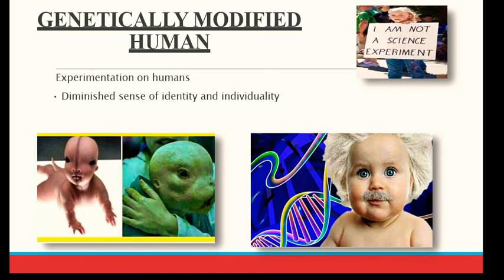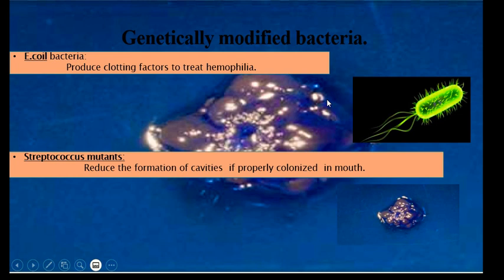Experimentation on humans diminishes the sense of identity and individuality. So I also said, let's get ethical, and it's really highly unethical. Now, as a microbiologist, I know most about genetically modified bacteria. Genetically modified bacteria like E. coli produce clotting factor to treat hemophilia. It's very beneficial. And Streptococcus mutans reduces the formation of cavities if properly colonized in the mouth.